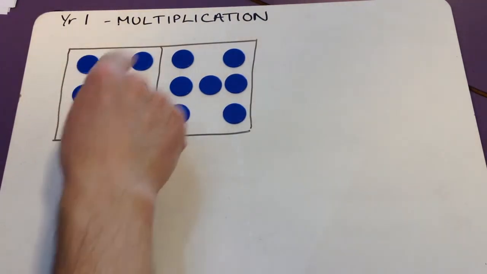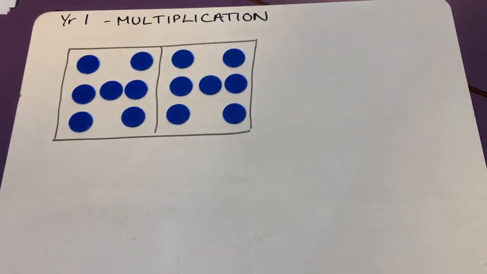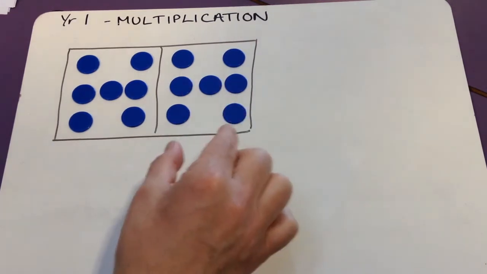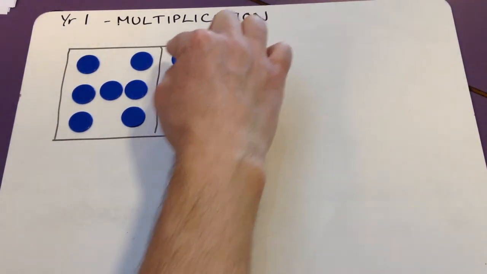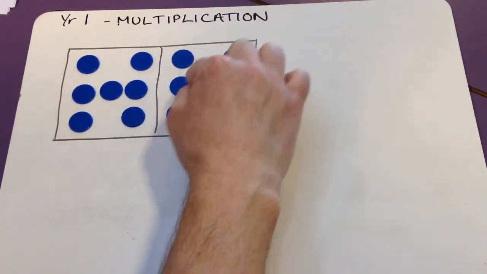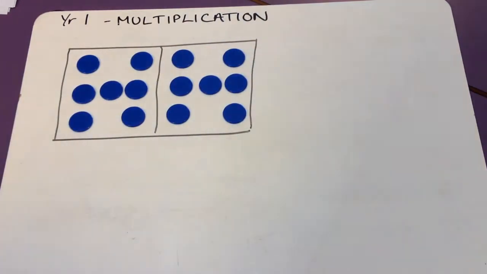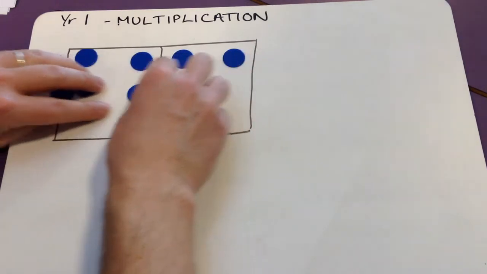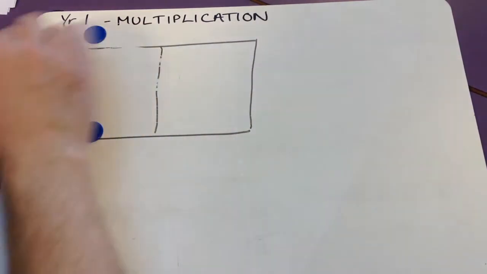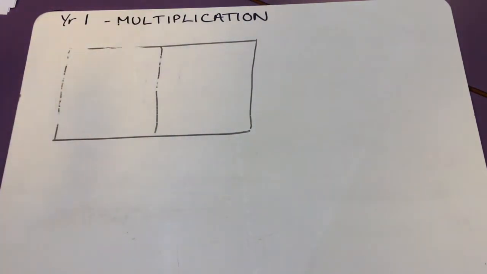So 1, 2, 3, 4, 5, 6, 7 spots on one side, and if we double that and have the same amount on the other side, we have another 7. So that was 7, 8, 9, 10, 11, 12, 13, 14 spots altogether. Once we've looked at doubling, we start to begin to look at problem solving.